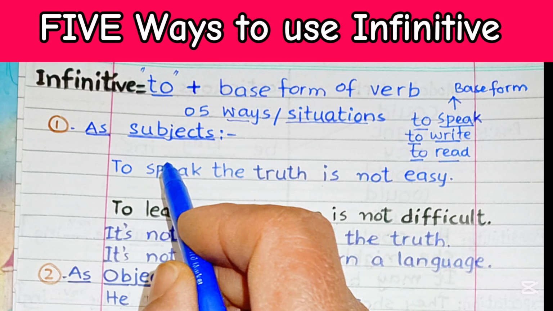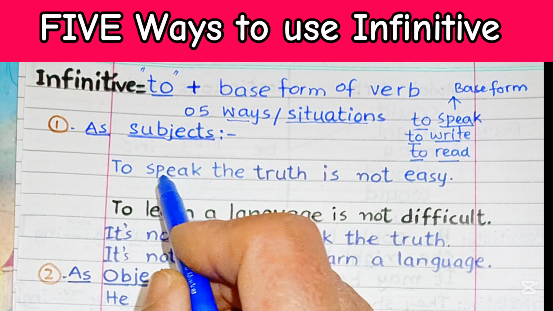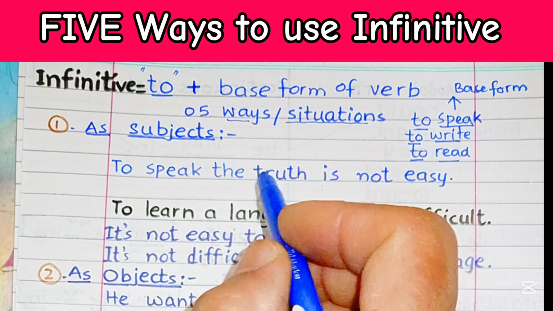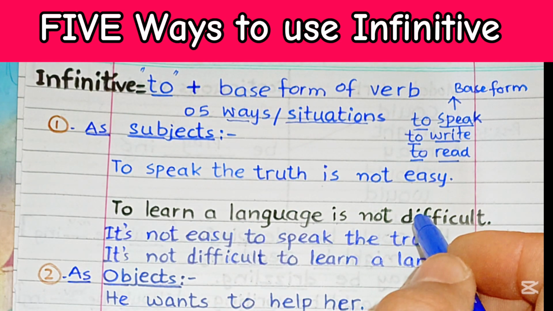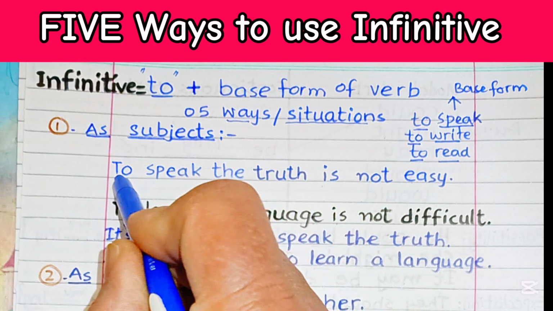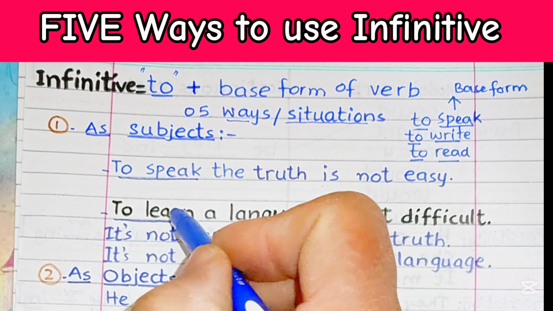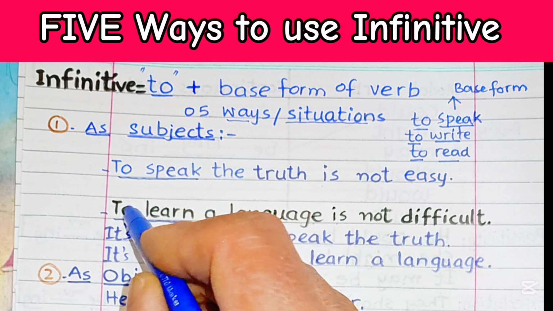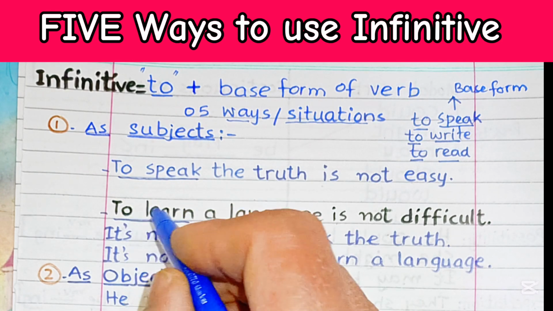This is a very formal structure, but it is possible. For example, to speak the truth is not easy, or to learn a language is not difficult. So here in these 2 sentences, to speak in the first one and to learn in the second one are infinitives. To followed by base form: to speak, to followed by base form: to learn.